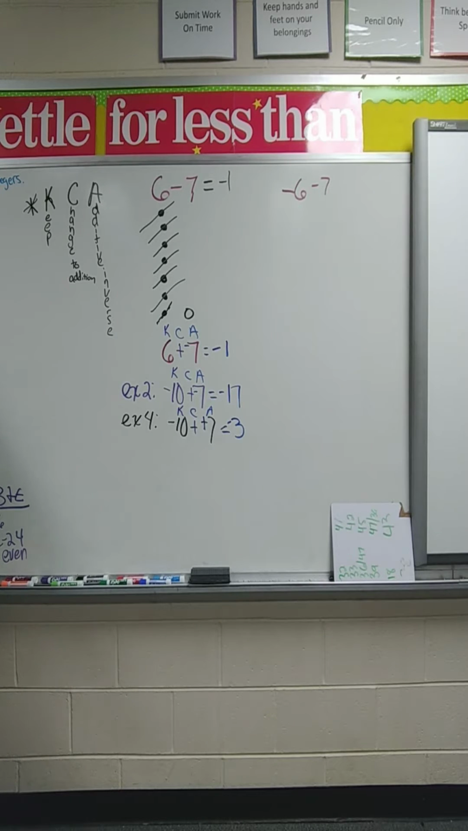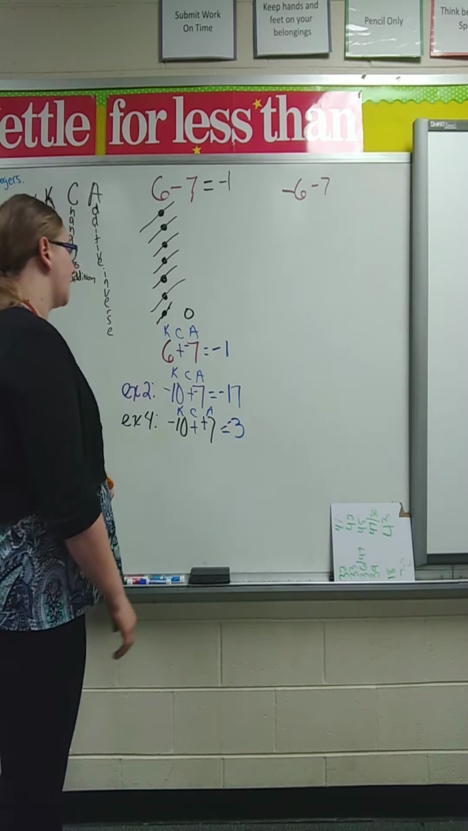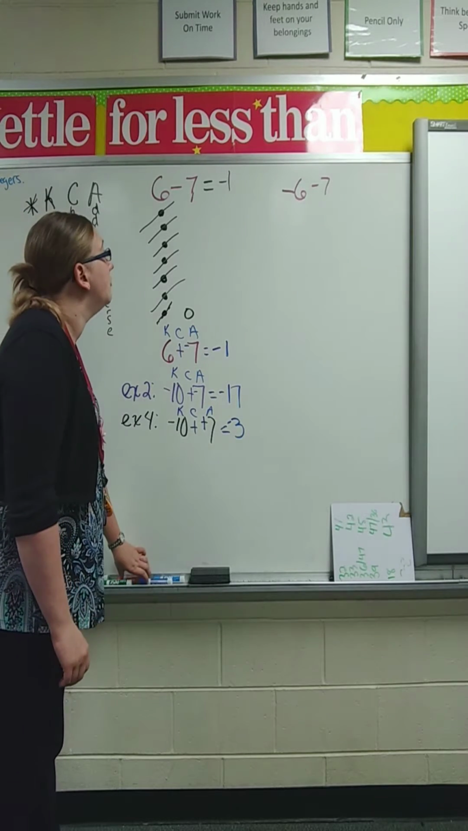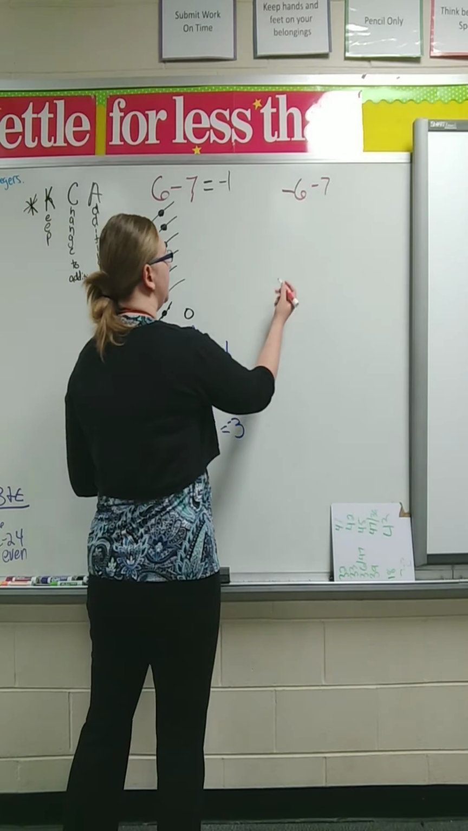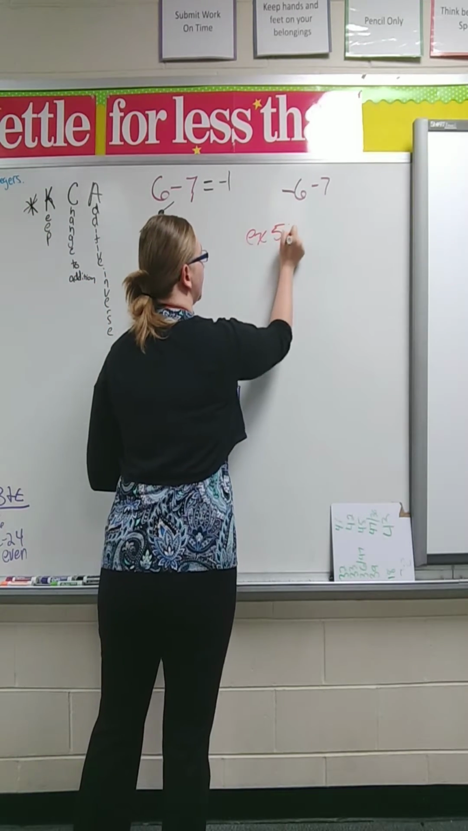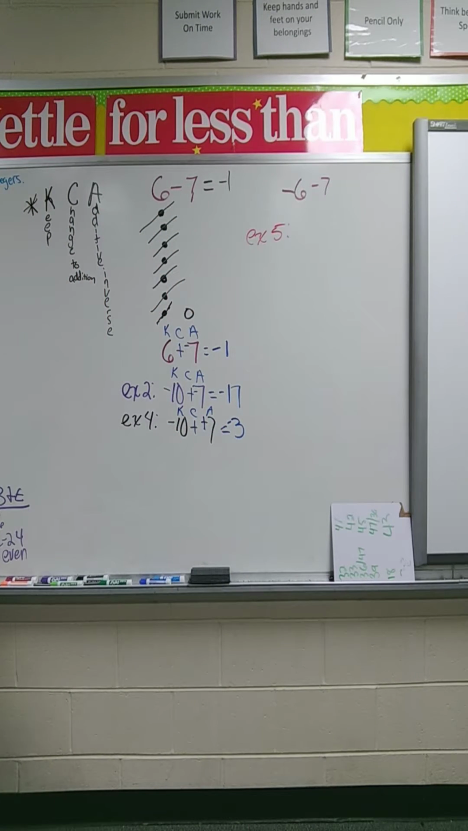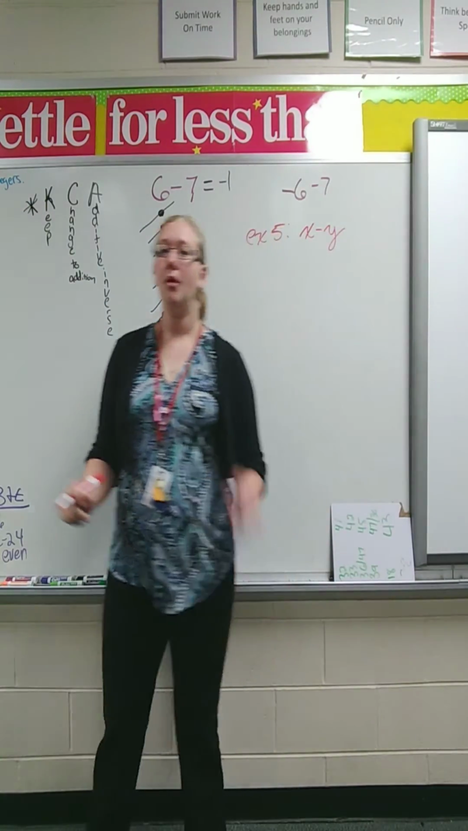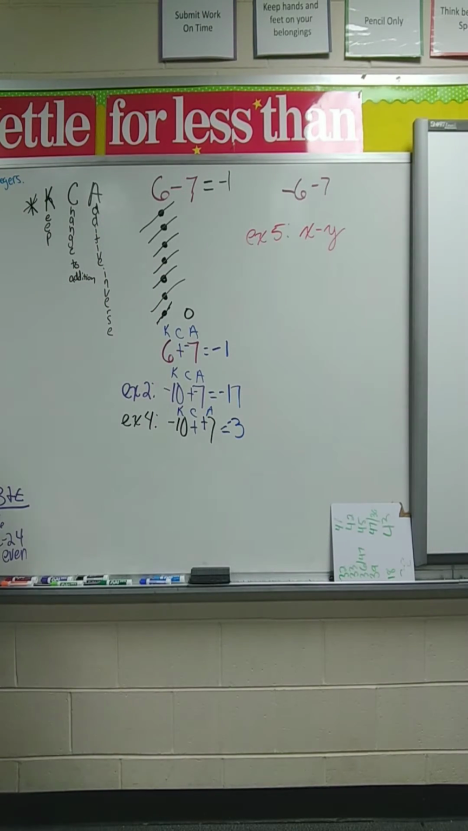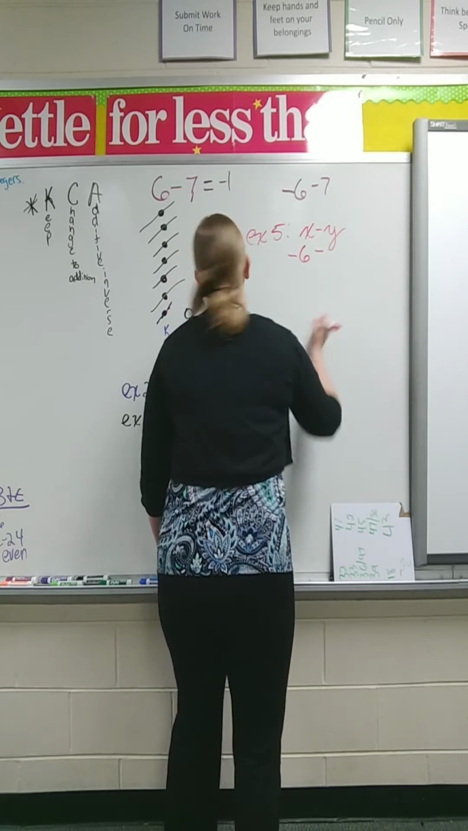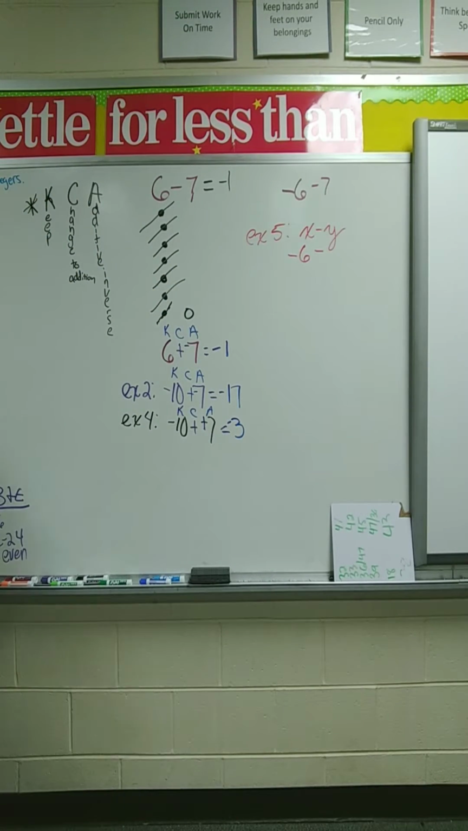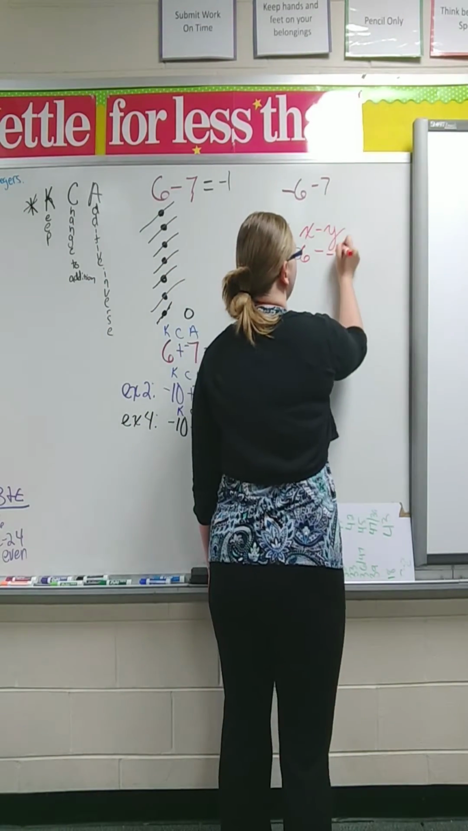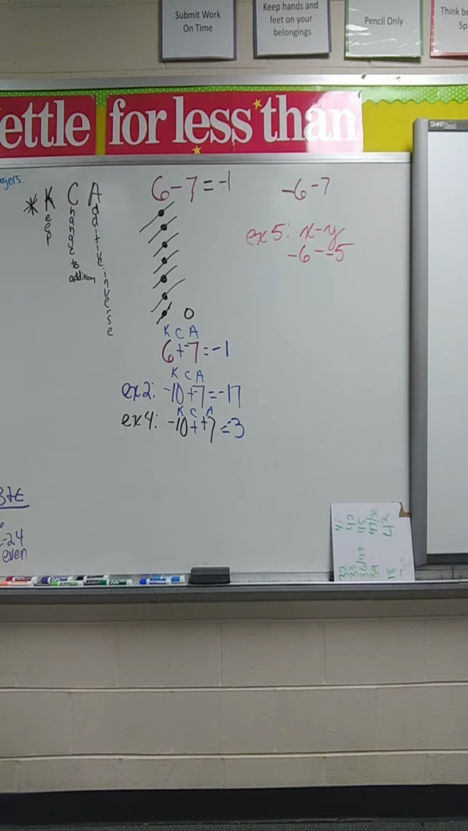Example 5, and we are on page 217. What color haven't I used yet today? We'll use red. Okay. We'll do example 5 over here. Example 5 asks us to evaluate x minus y, but it tells us that x is equal to negative 6, and we're going to subtract from negative 6 y, which is negative 5. Negative 6 minus a negative 5.